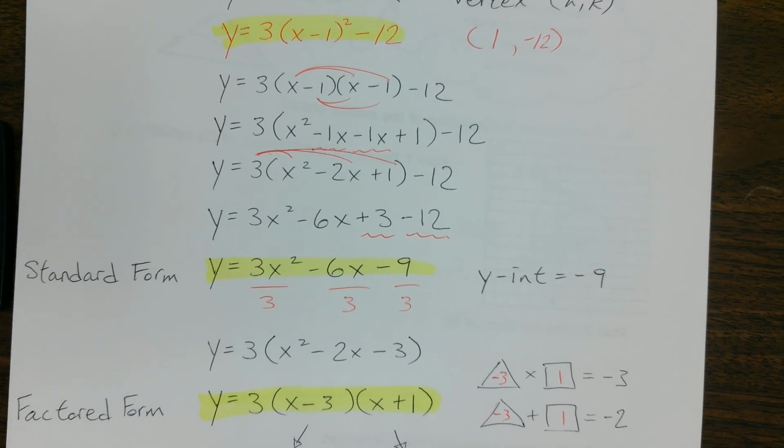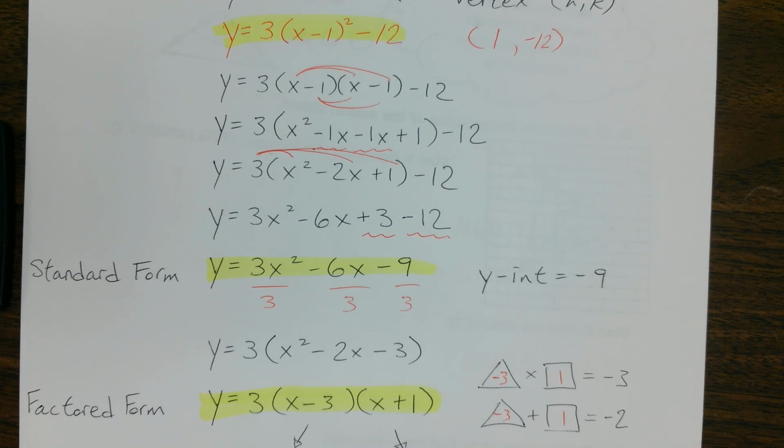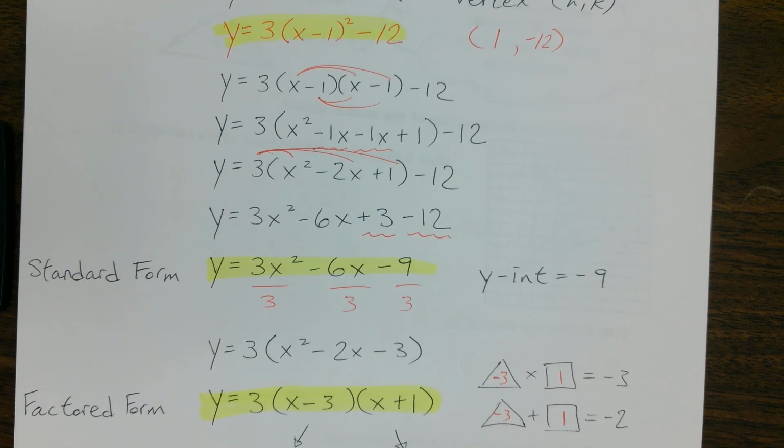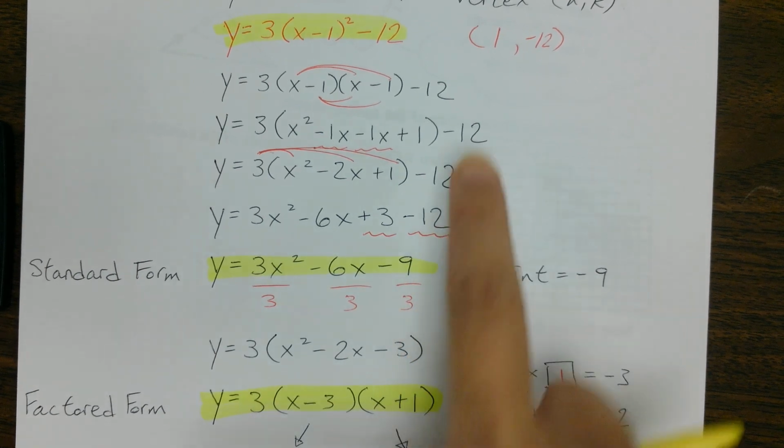I have a question. So for factored form, they give you the 2 x-intercepts, right? But not all parabolas have 2 x-intercepts. Good. Are there going to be any like that on the test? Okay, I'll get to that in a second.